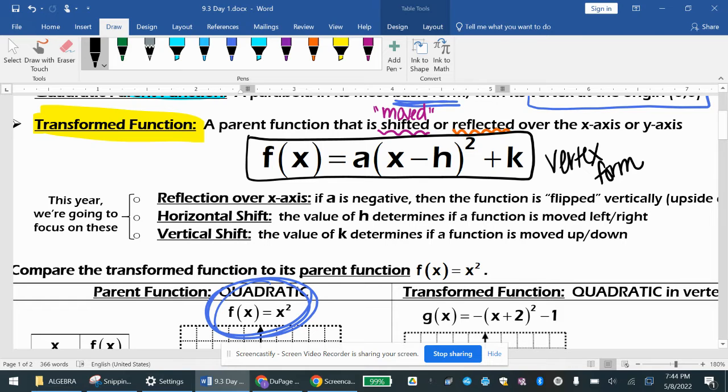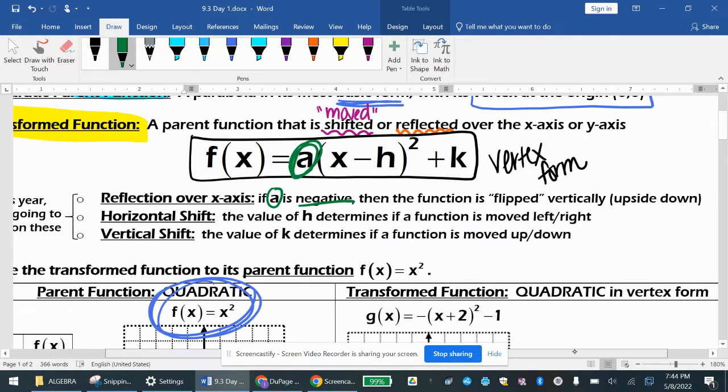So one of the things I want you guys to know is that all of these letters pretty much mean something. Okay, we're going to focus on three letters. La A, which is the number in front of the parentheses, the letter A. If you ever see that that number is negative, that means that the function is actually flipped upside down, okay?